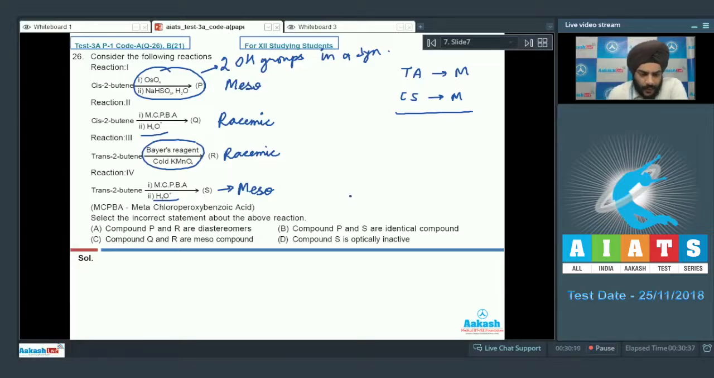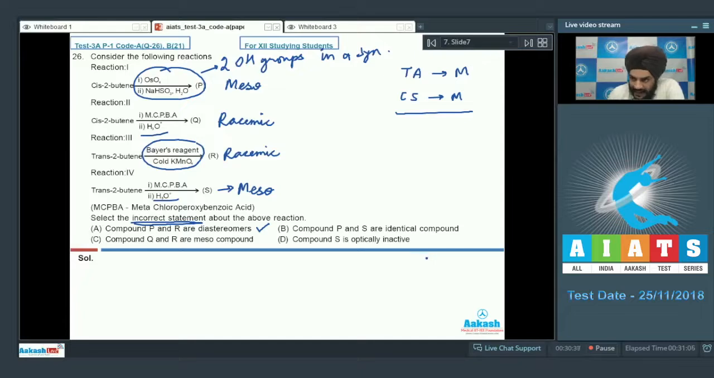So let us look at the options. The examiners seem to be interested in knowing about the incorrect statement. So option A: compound P and compound R are diastereomers. Compound P is a meso compound, whereas compound R is a racemic mixture of the optical diols. So this statement is correct. These are diastereomers.